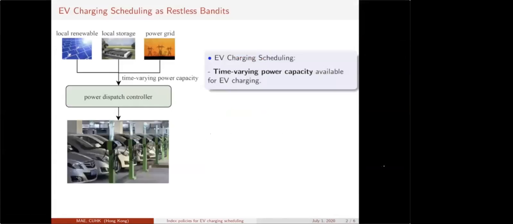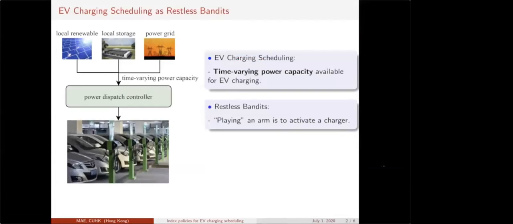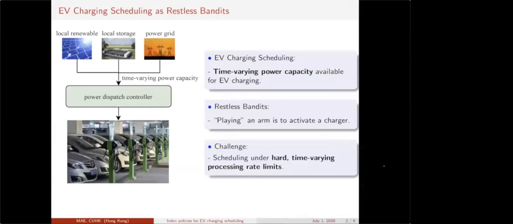We studied the EV charging scheduling problem with time-varying power capacity. We formulated the problem as a restless bandit. Playing an arm is equivalent to activating a charger. The challenge is how to schedule under hard time-varying processing rate limits.